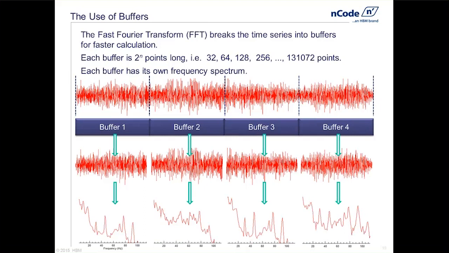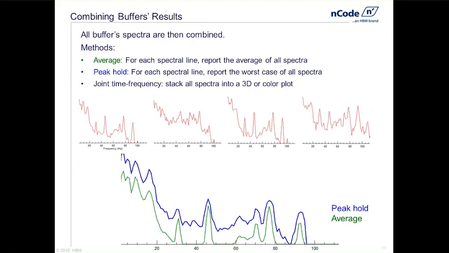And because we have these different PSDs, we have a couple of choices as to how we're going to combine those to represent the frequency content of the whole time series data. When combining these buffers, we have two main options. We could choose to average them. So each spectral line, we're going to report an average of all the spectra. Or we could do something called peak hold. It's a bit more of a worst case scenario. Imagine, for example, taking all of those PSDs on a piece of paper, laying them on top of one another, holding it up to the light, and then taking the max value at each one of the spectral lines.